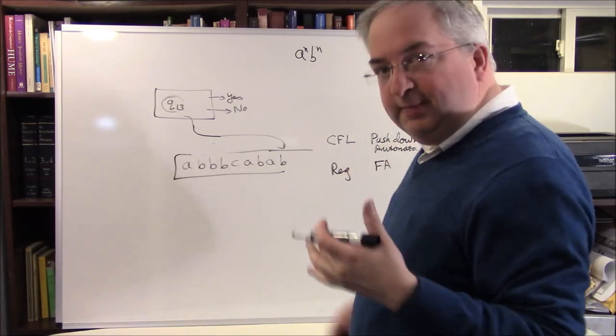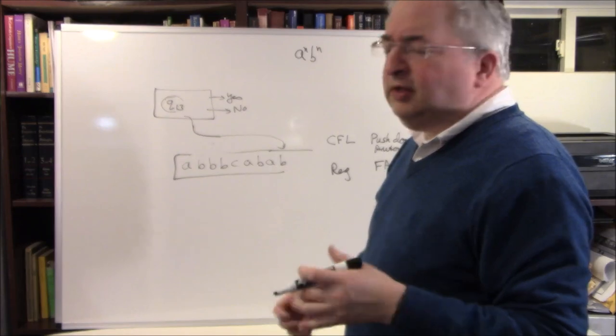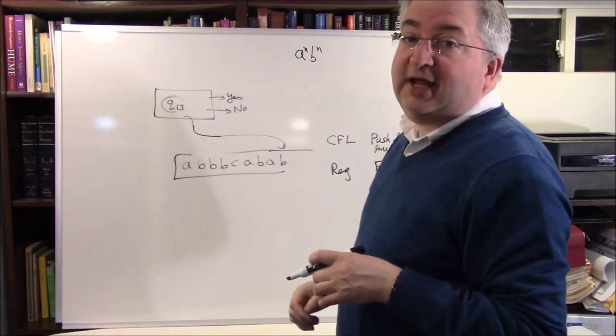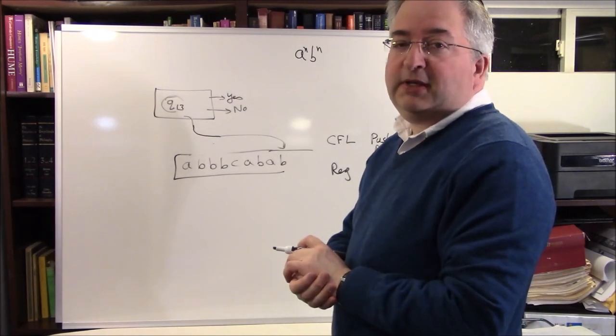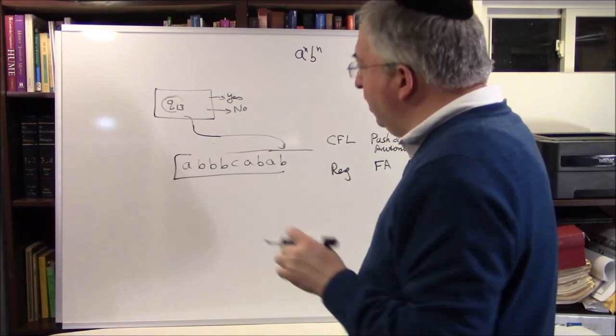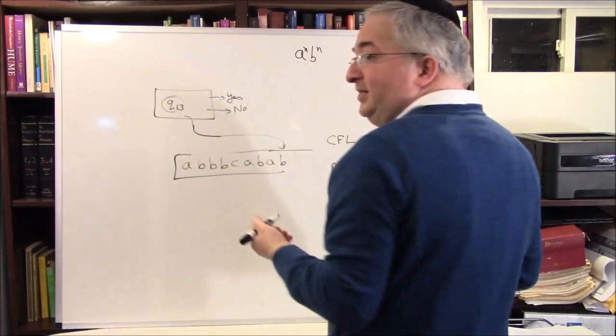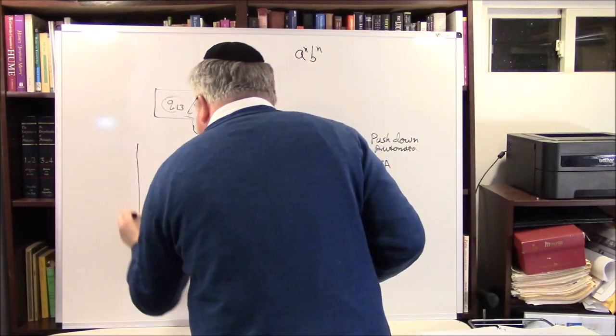So, when you think about it, you want a little memory. You don't need a complicated memory. Notice all you have to do is keep track of how many A's you have, and then keep track of how many B's you have. You don't need that much memory. Okay, so a pushdown automaton is as follows. It's a finite automaton, except it has a memory.